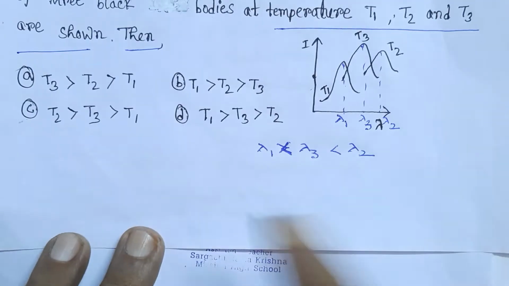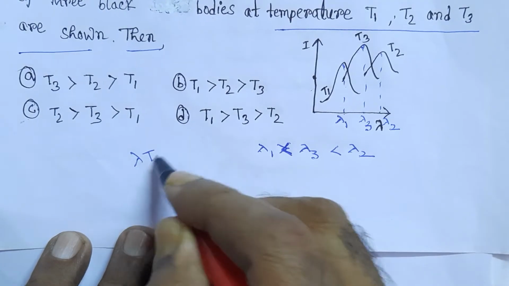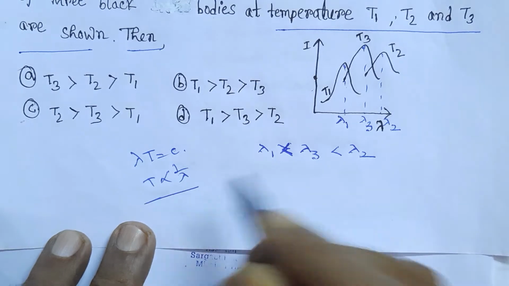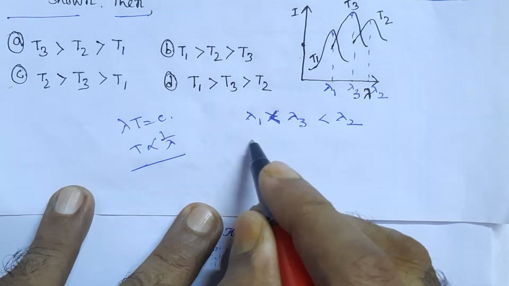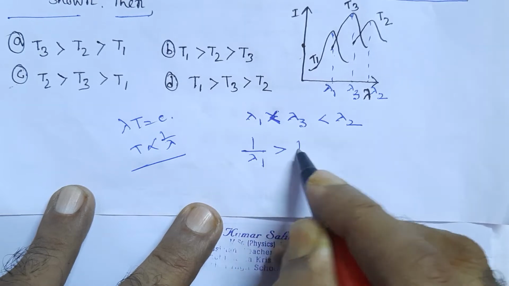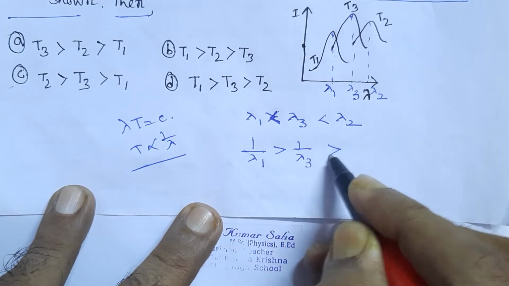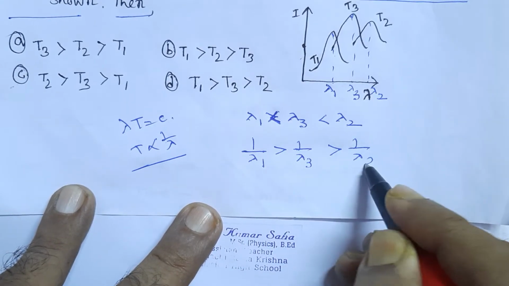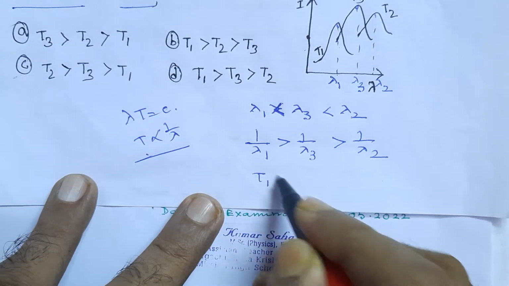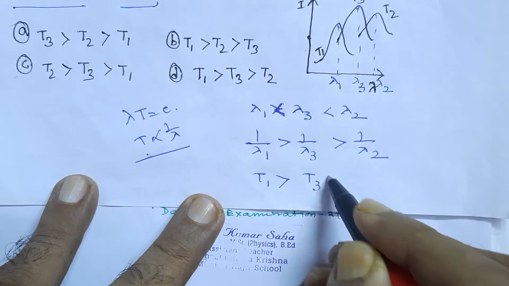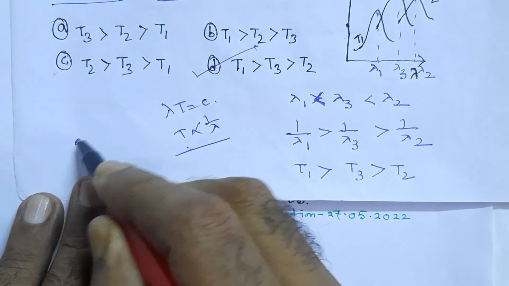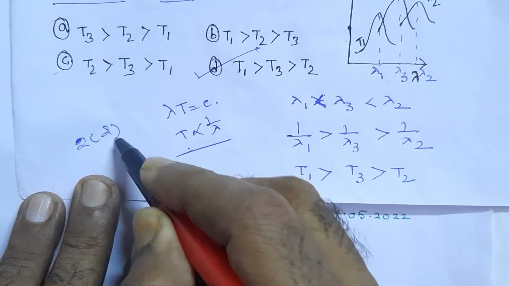Now, from Wien's displacement law, we know that lambda T equals a constant. So T is proportional to 1 by lambda. Next, 1 by lambda 1 is greater than 1 by lambda 3 is greater than 1 by lambda 2. Now, 1 by lambda is proportional to T. So T1 is greater than T3 is greater than T2. So our correct option is D. So the answer of question number 2 is D.